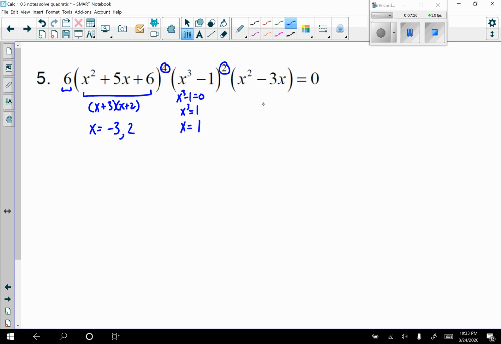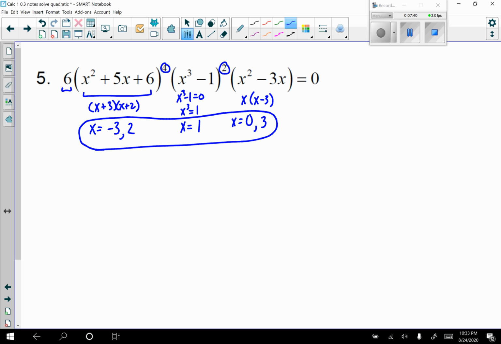X squared minus 3x, it's not completely factored. That's x times x minus 3, which means x equals 0 or 3. So we have 1, 2, 3, 4, 5 different solutions on this one. So as long as it's factored, each factor can be solved on its own. That's the whole idea of factoring.